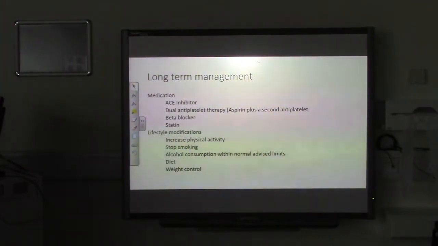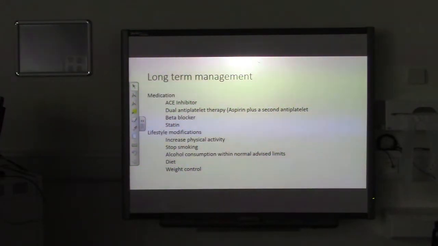From a long-term management point of view, angiotensin-converting enzyme inhibitors are a mainstay of pharmacological management, as is dual antiplatelet therapy, so aspirin plus a second antiplatelet drug such as clopidogrel, a beta blocker, which will have the effect of blocking the beta adrenoreceptors and reducing the rate and force of contraction, and also a statin to maintain a good cholesterol profile, reducing low density lipoproteins and attempting to increase high density lipoproteins.